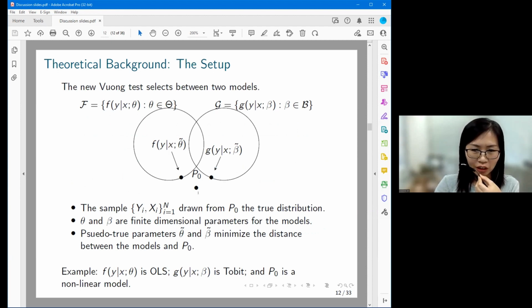In this picture, P0 is the dot at the bottom, which is not in either model. But their closest points to the true value, the two dots on the boundary of the two circles, are the pseudo-true densities of the two models. So theta tilde and beta tilde are the pseudo-true values of the parameter. The model selection test is trying to test whether the distances from the dot at the bottom to each of the dots in the models are equal or not.